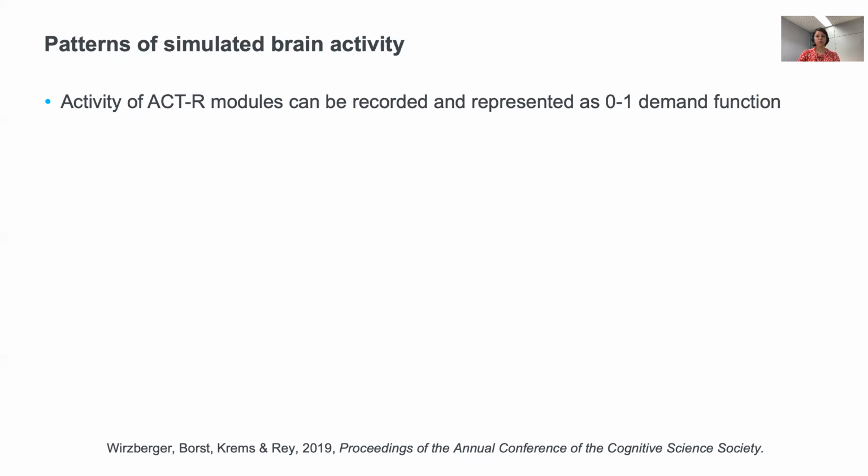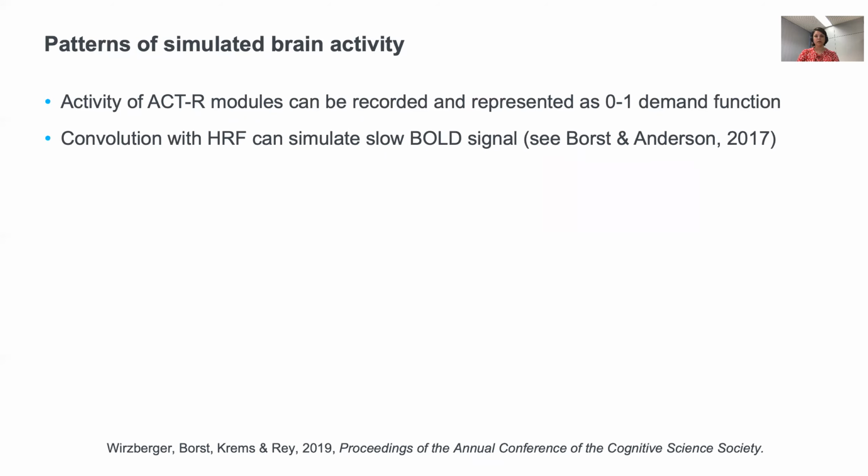We can now record when the modules are active and represent these times as a 0-1 demand function. The result can then be convolved with a hemodynamic response function to simulate a signal that is comparable to the blood oxygenation level from fMRI. Referring back to the activation equation, lower levels of chunk activation in declarative memory would result in longer retrieval times, which would then be observable by higher peaks in the simulated fMRI signal.